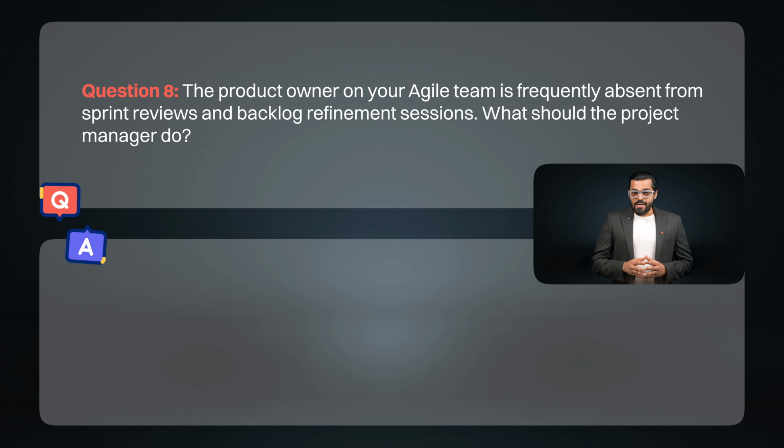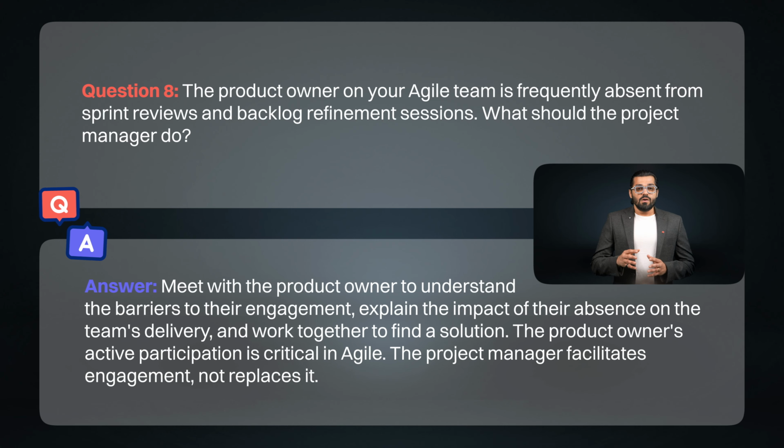Question 8. The product owner on your agile team is frequently absent from sprint reviews and backlog refinement sessions. What should the project manager do? Answer: meet with the product owner to understand the barriers to their engagement. Explain the impact of their absence on the team's delivery and work together to find a solution. The product owner's active participation is critical in Agile. The project manager facilitates engagement, not replaces it.